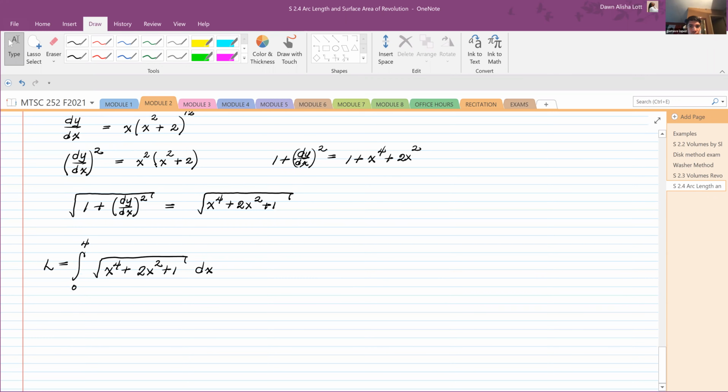Use substitution. Not quite. Easier than that. Would you factor it? Who said factor it? Okay, that's what I'm going to do. So this is the integral from 0 to 4. When I factor this thing inside, it becomes x squared plus 1, squared.